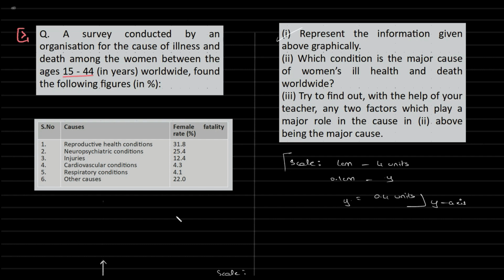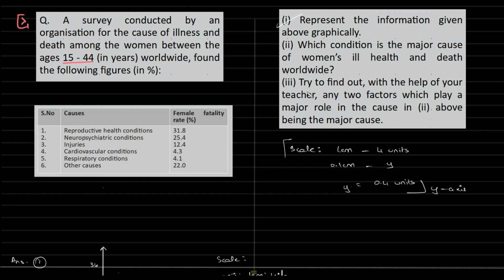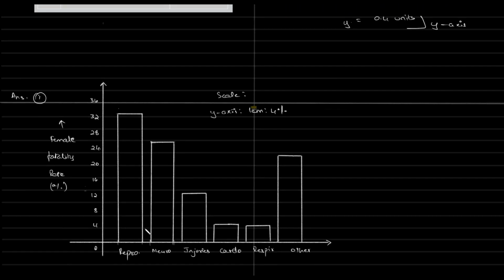So we represented the data using bar graph. Which condition is the major cause of illness? Clearly reproductive. Okay, so this is basically because of unavailability of trained people around during birth, right? So that's a major cause, and that should not be happening. Nothing should be happening that way, to be frank. But yeah, this should not be this high, basically. That's what I mean.